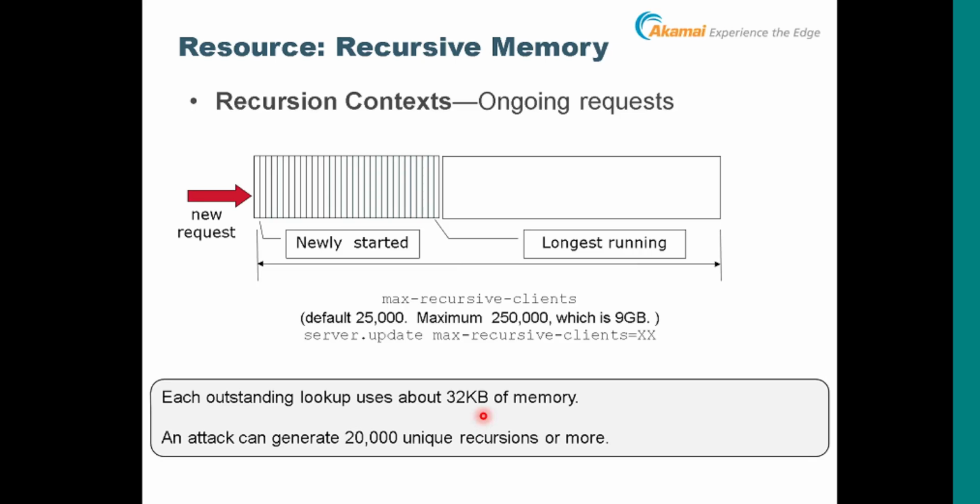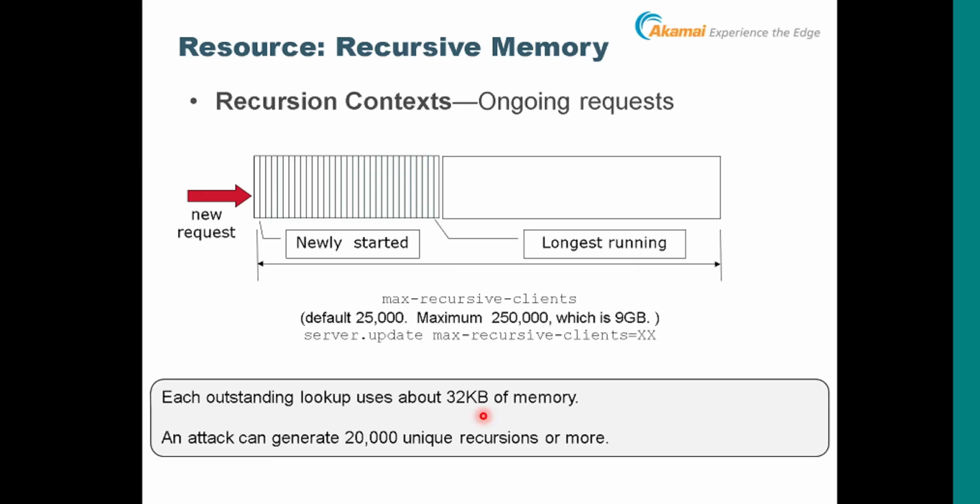And so what we're seeing here, I've drawn another kind of schematic diagram to suggest what happens when a request arrives for which there is no cache entry. This corresponds to the situation where a recursion is needed because we missed the cache, and this starts a new lookup to the authority. On the left-hand side, we have the newly started recursions. And on the right-hand side, imagine that these are organized such that the longest running one is sitting on the right-hand side.